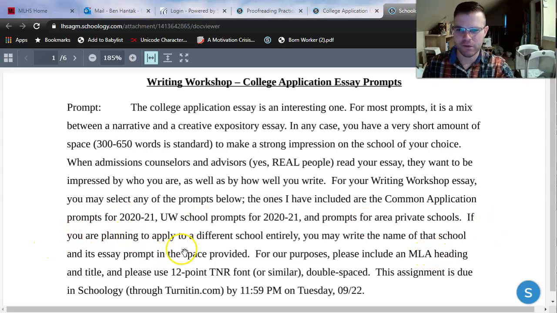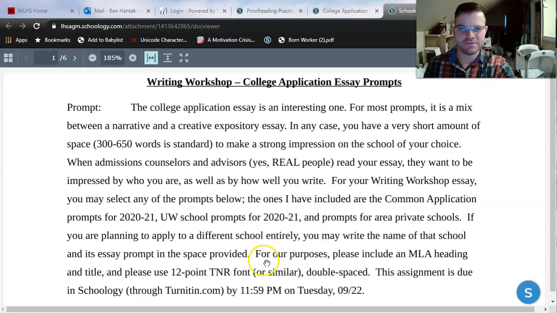If you are planning to apply to a different school entirely, you may write the name of that school and its essay prompt in the space at the bottom of this document. I should also add, if you're planning on applying for a scholarship instead, you may put the scholarship essay question in there as well. That just gives me some guidance on knowing how I can help you with this essay. And I just forgot that since we're not in person, you don't need to write it down there. You'll need to write it in your discussion, which is coming at the end of this lesson.